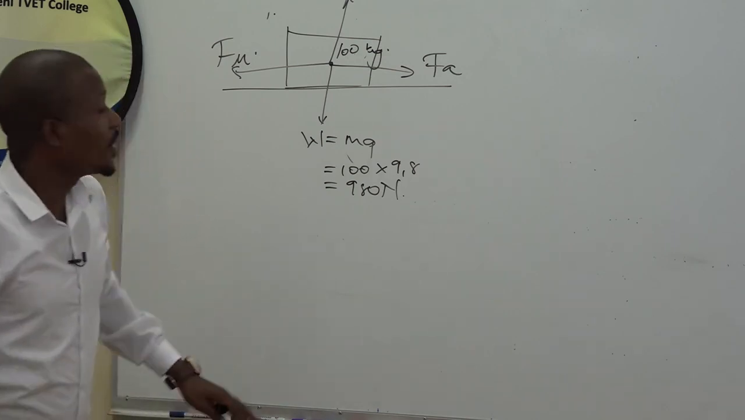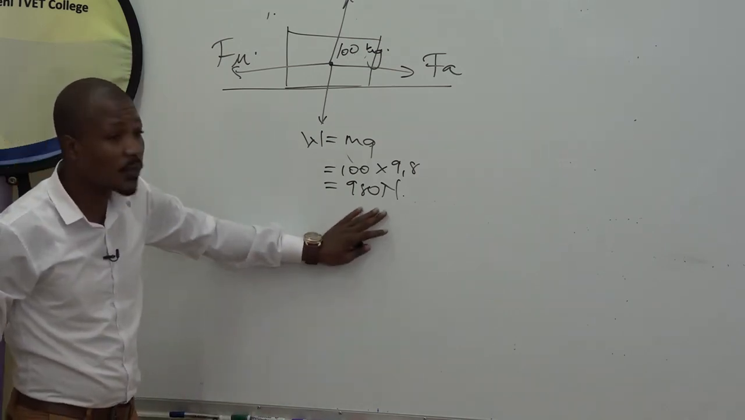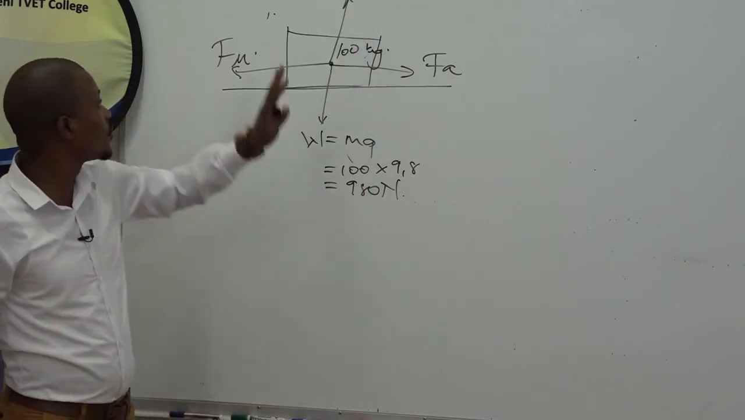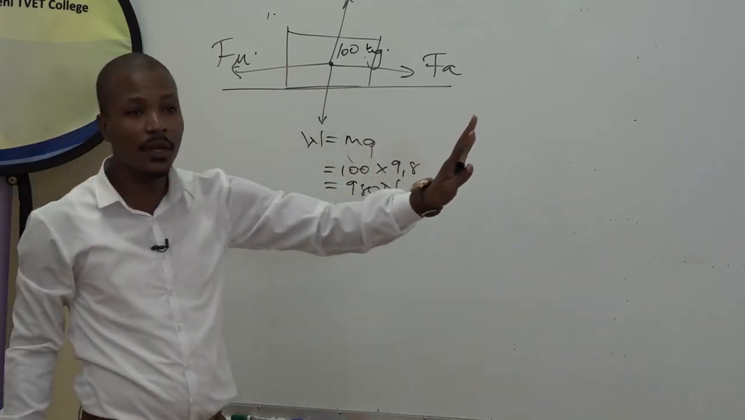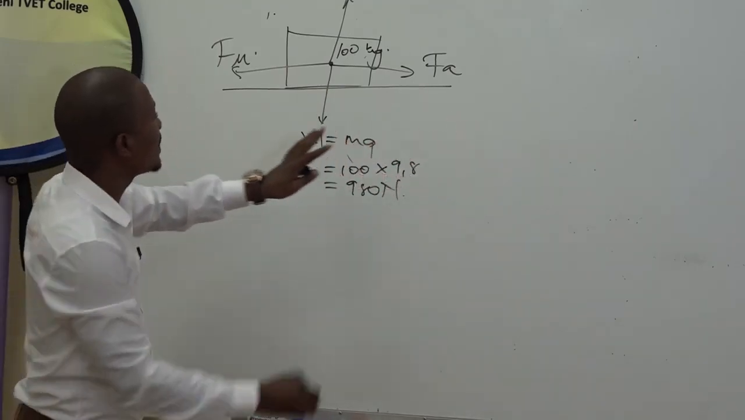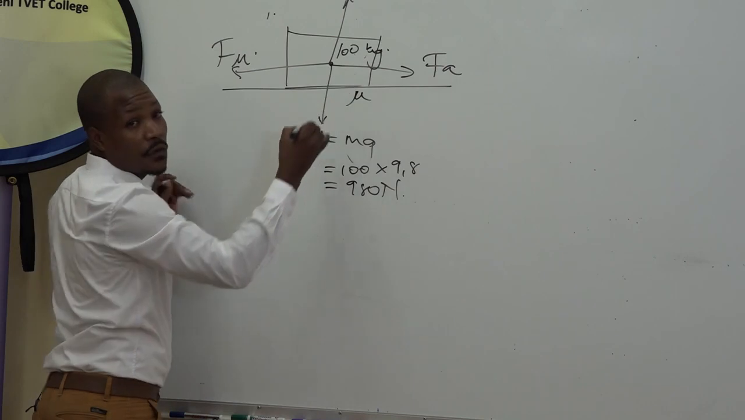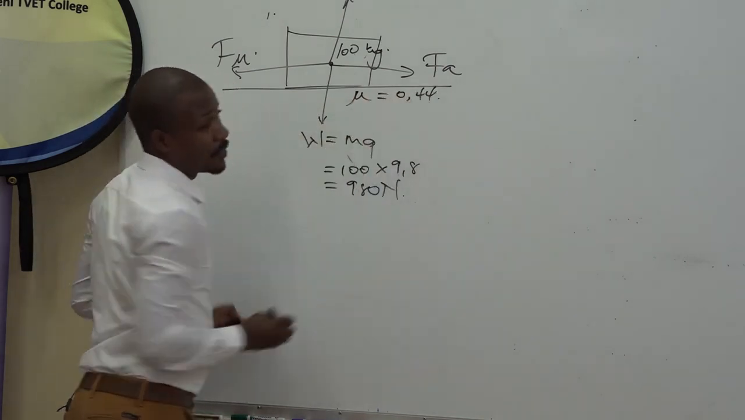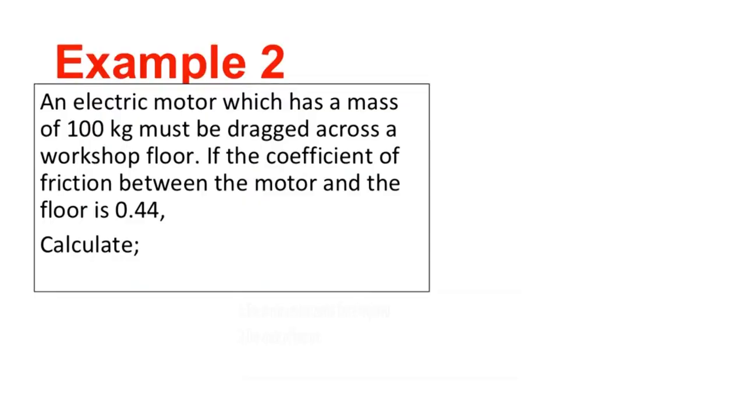Right. So when you found your weight, this weight is equal to what? The normal reaction. What is it that we are given? Do we have the frictional force? No, we don't have the frictional force. But in this case, we are given mu, coefficient of friction. Coefficient of friction is 0.44. Let us go through the statement again.